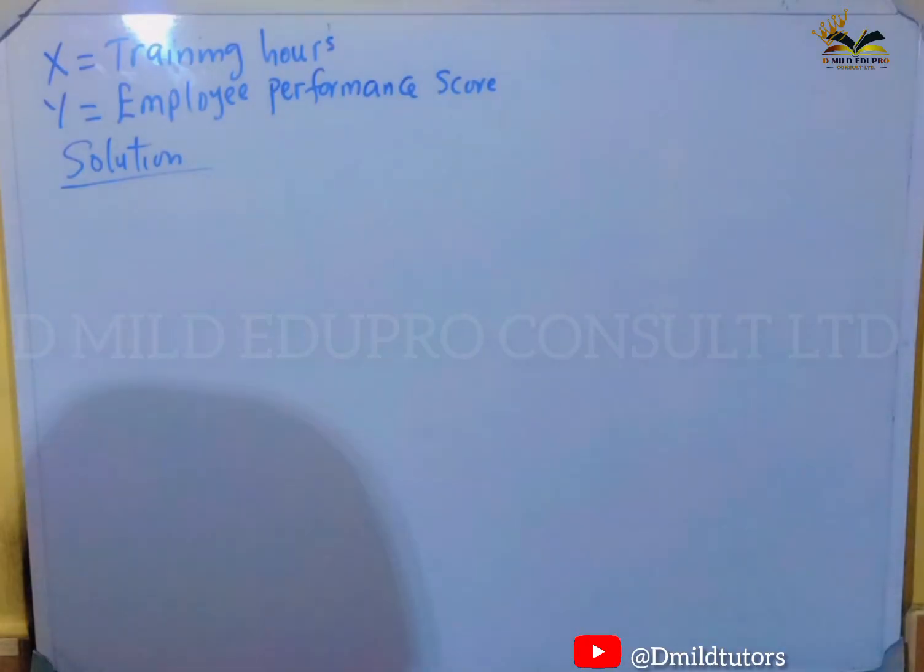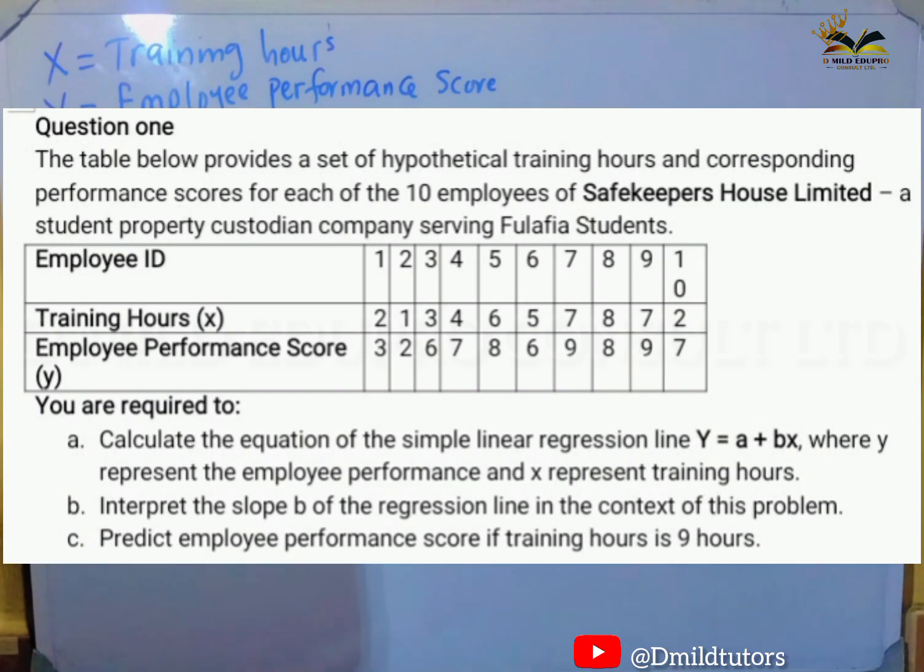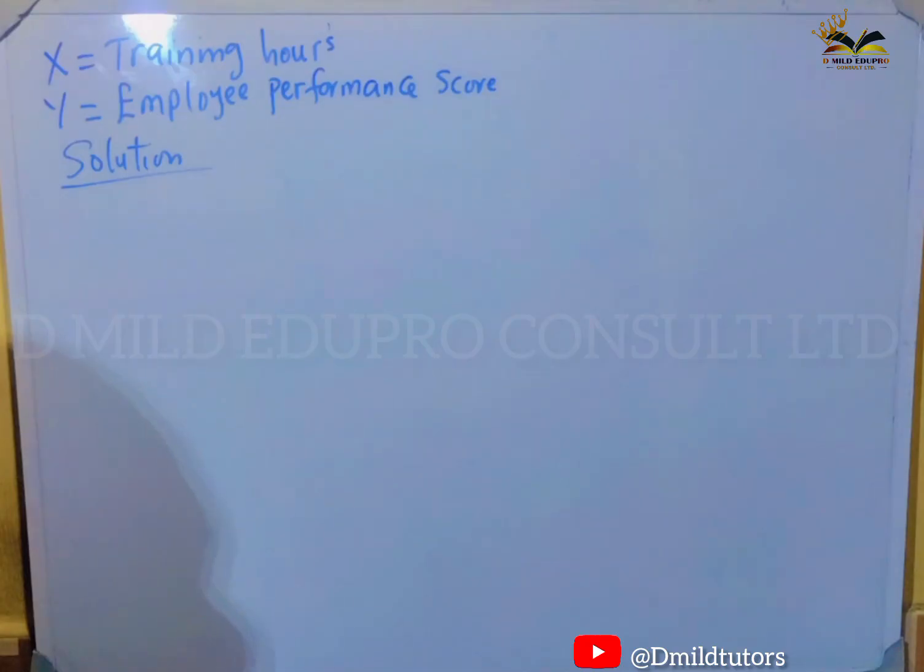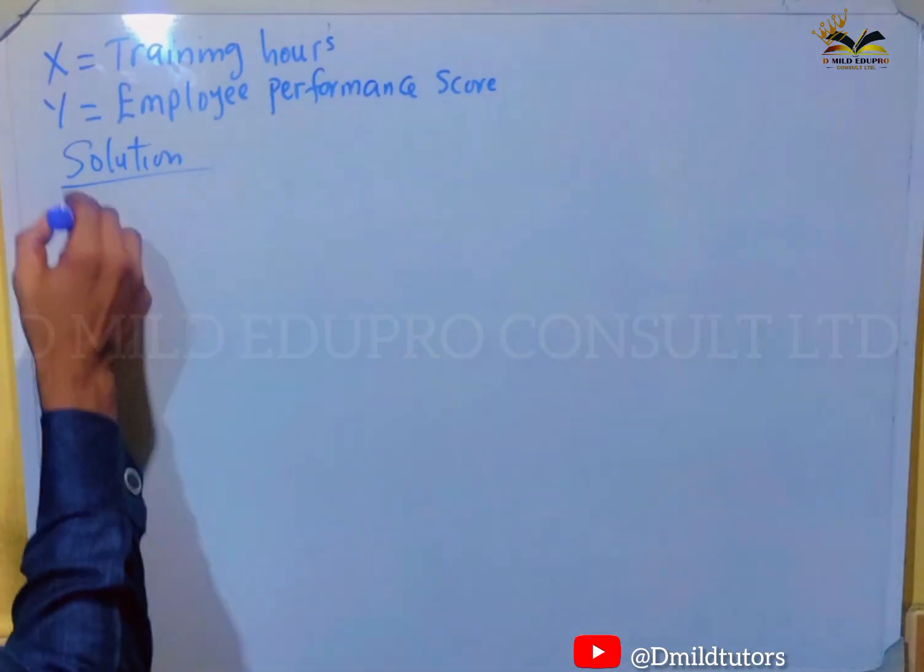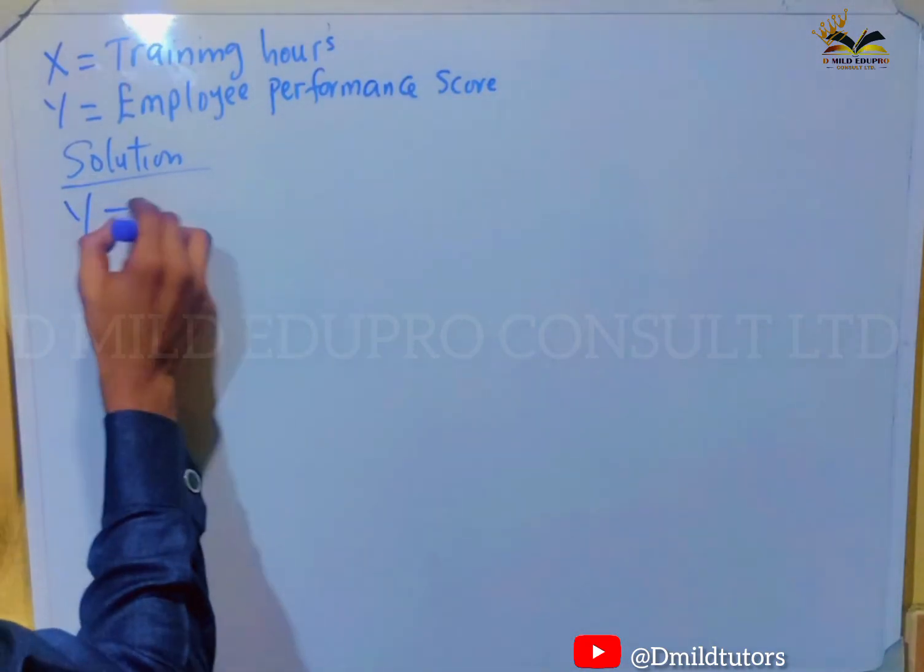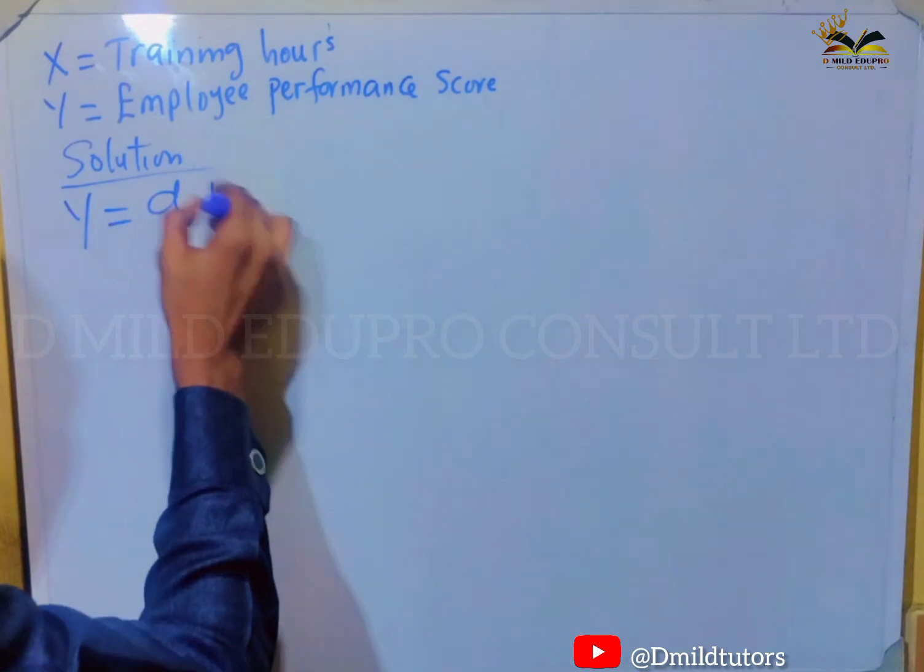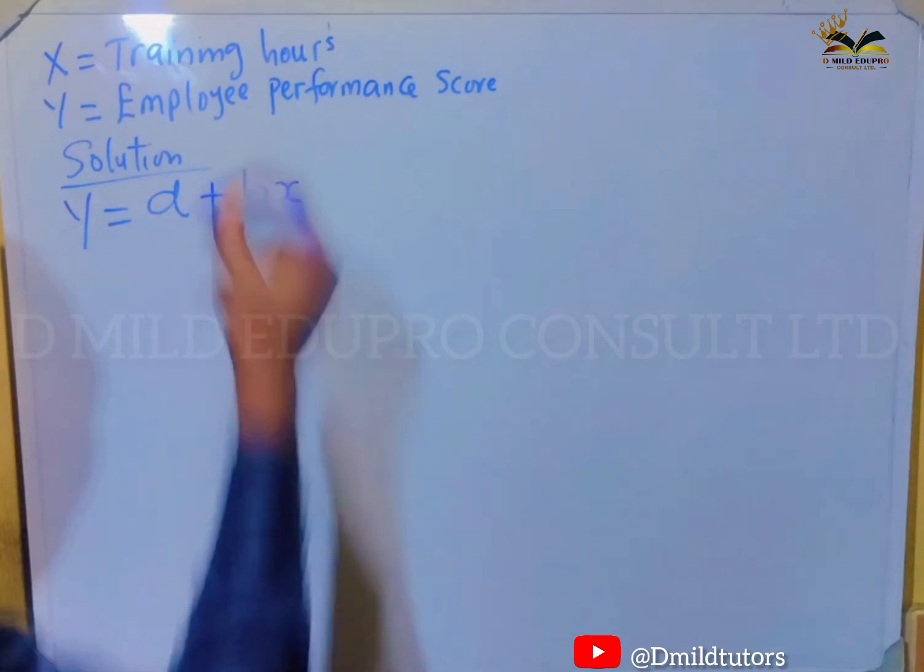Now let's focus on question number one first, right? Just as has been shown on the screen. Then we're going to be looking at the X, which is the training hours, and the Y, which represents the employee performance score, right? Now, what you're asked to do is to compute the regression line, and regression line is given as Y equals alpha plus beta X, or some persons will call it A plus B.